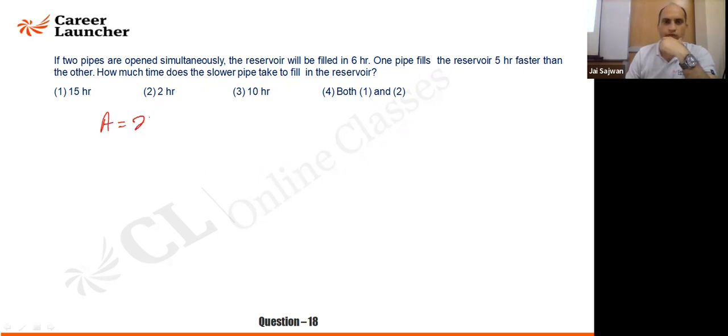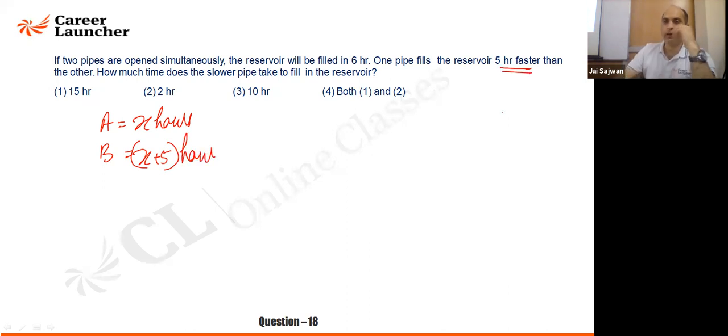Say pipe A is going to fill the reservoir in x hours. Pipe B is going to fill it 5 hours faster, meaning it takes 5 hours less, or the other takes 5 hours more. So it is x plus 5 hours. Why? Because one pipe fills the reservoir 5 hours faster than the other one. So the other can fill it in x plus 5 hours.